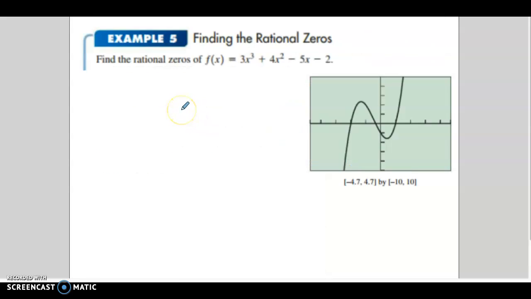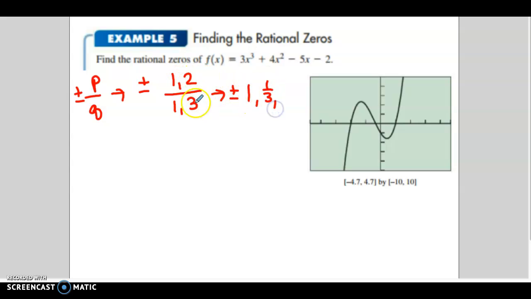When we look at this function, our p-values are going to be factors of 2, so plus or minus 1 or 2, over factors of 3, so 1 or 3. So our possibilities are going to be plus or minus 1 over 1, 1 over 3, 2 over 1, and 2 over 3. And if we look at the graph right here, we see that probably is the negative 2. And right here probably is going to be the positive 1.